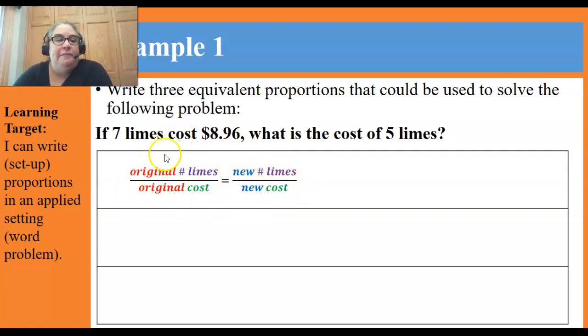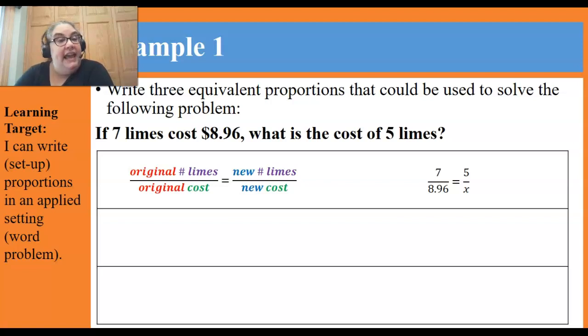Now that I have my labels all set up, I can just go ahead and substitute the numbers. The original number of limes was 7. The original cost was $8.96. That's going to be equal to the new number of limes, which was 5, and the new cost, which we don't know, so I'm going to go ahead and use a variable. So that's one possible proportion that we could use.